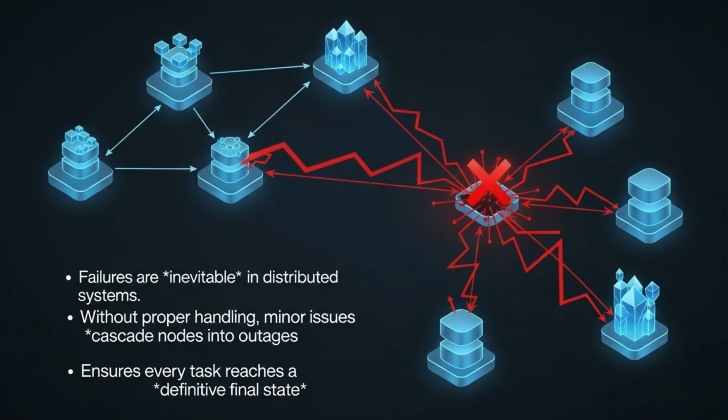This is why error handling acts as your system's safety net. It ensures that even when an individual component or task fails, the entire system can gracefully continue operating, preventing those small issues from becoming catastrophic. It's about recognizing that every task, regardless of what goes wrong, must reach a definitive final state.